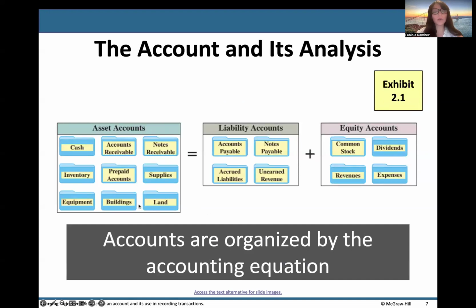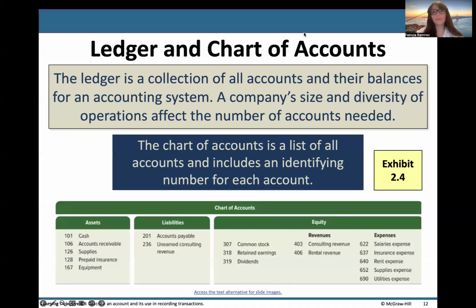So do not worry if you do not understand what these are. Particularly for now, you just have to know that, for example, prepaid accounts are considered assets, supplies are considered an asset, and that accrued liabilities is a liability account. So accounts are organized by the accounting equation. So we use accounts to record transactions that happen in the course of business.